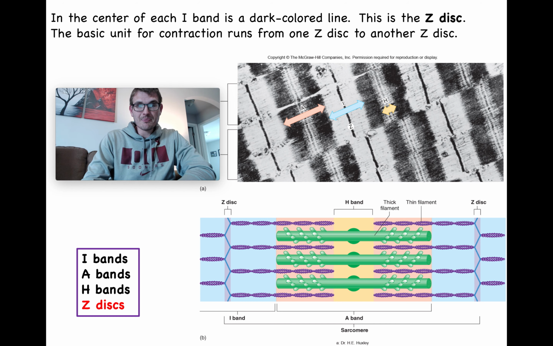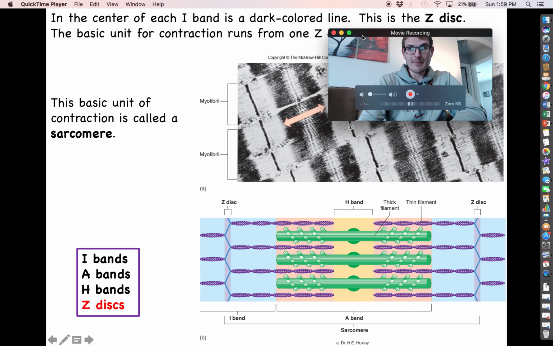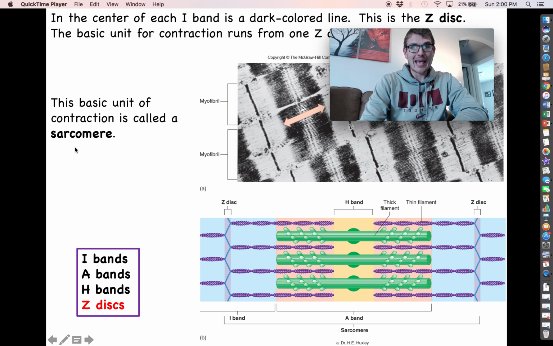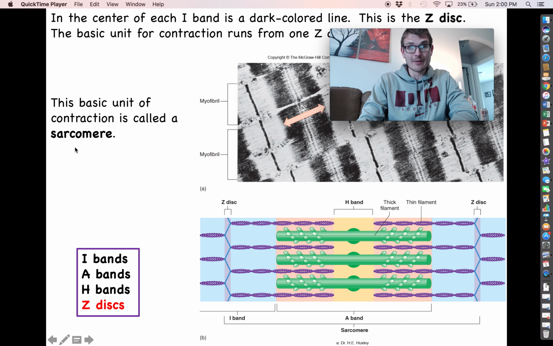Okay, sorry about that. So we've already talked about I-bands, A-bands, H-bands, and Z discs. That is going to be fundamental to our understanding of what actually happens to the sarcomere when we go from a relaxed muscle to a contracted muscle.